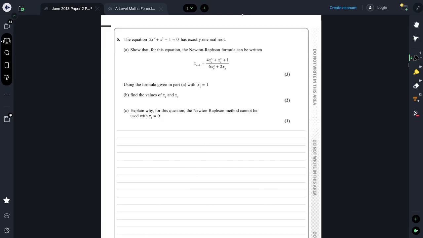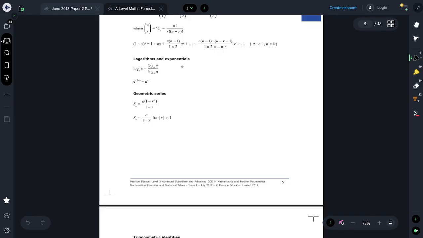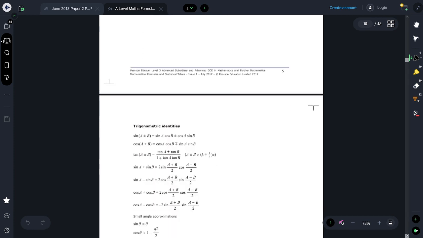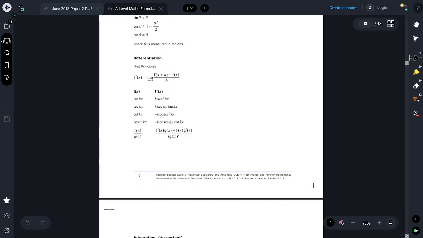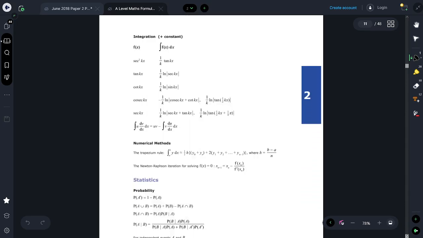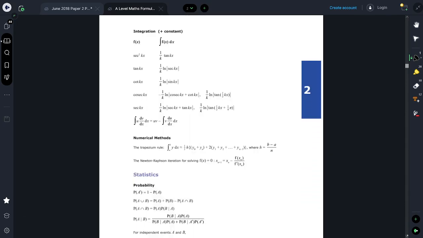Okay. Question 5. And we're given this equation. This equation has exactly one real root. It says to show that from this equation, the Newton-Raphson formula can be written as this. The Newton-Raphson, you must remember, states this. Actually, I don't think you need to. I'm pretty sure this is in the formula book, isn't it? Let me have a check. No, you don't. I know it gives you it in the formula book.